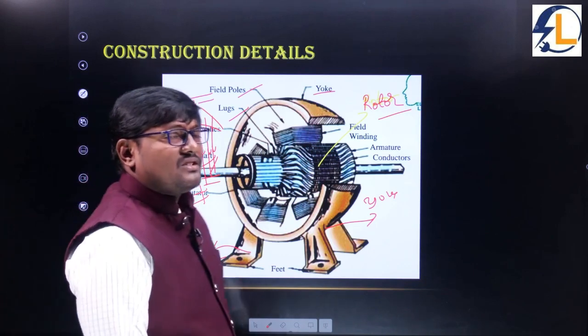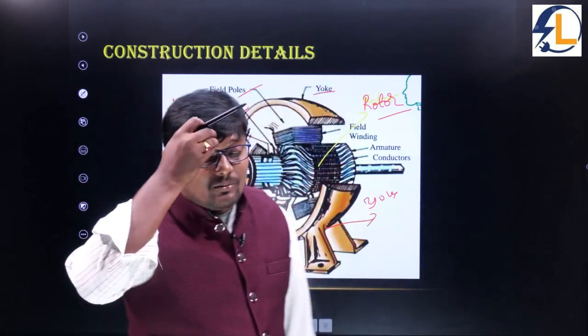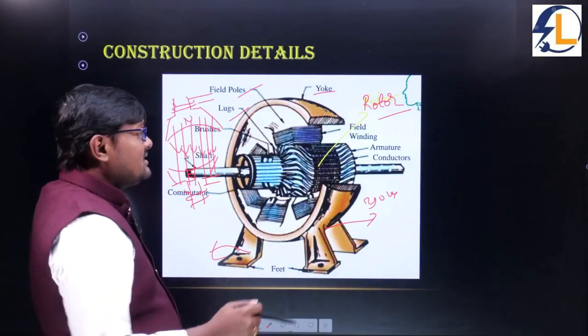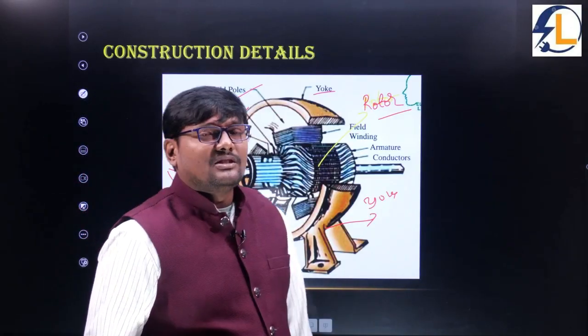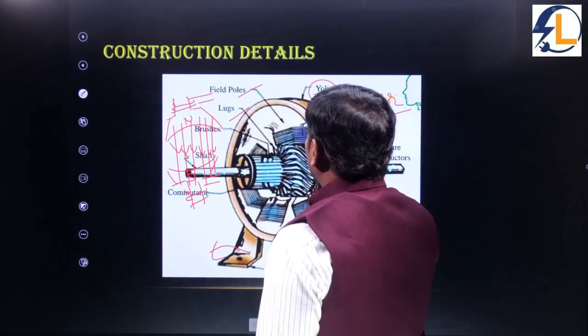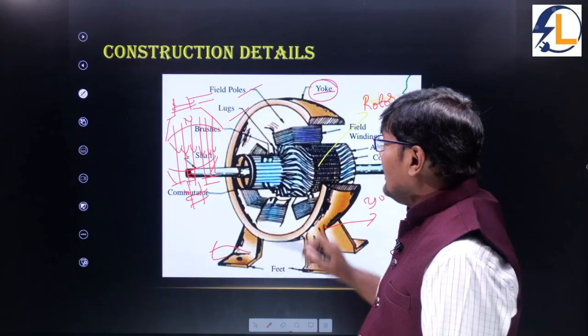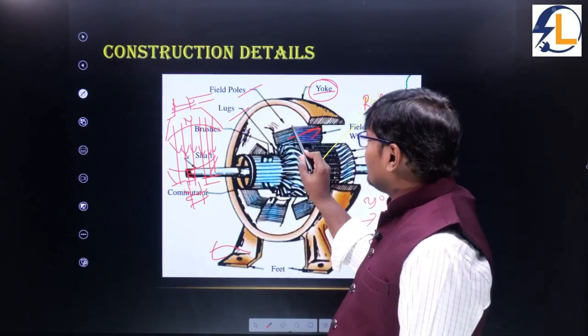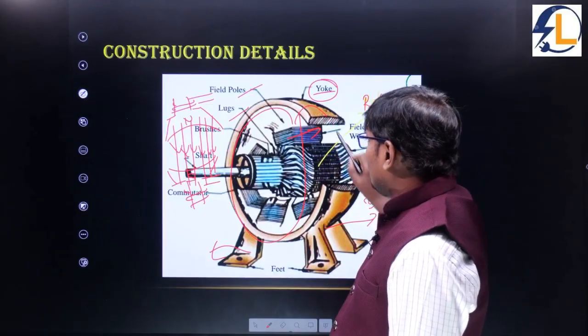And the pole shoe gives the mechanical support for the field winding, and it is laminated for the larger machines. It is not laminated for the smaller machines. What are the major parts? First one is the yoke. Yoke acts as a protecting cover for the entire machine. It gives the mechanical support, and it also provides a low reluctance path for the magnetic flux lines.